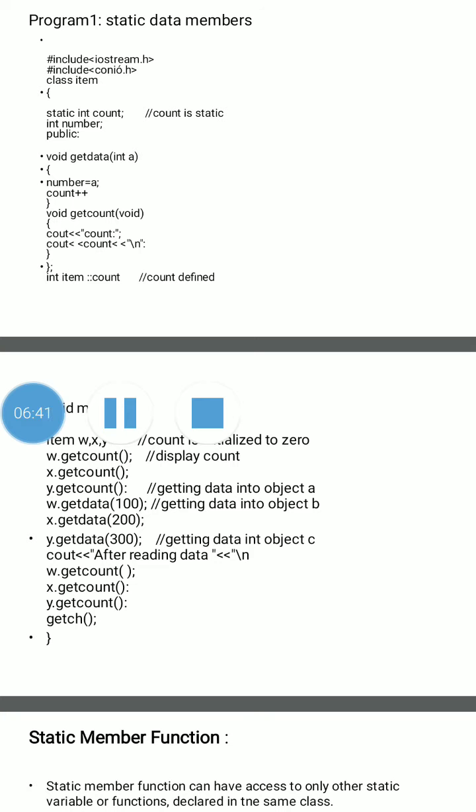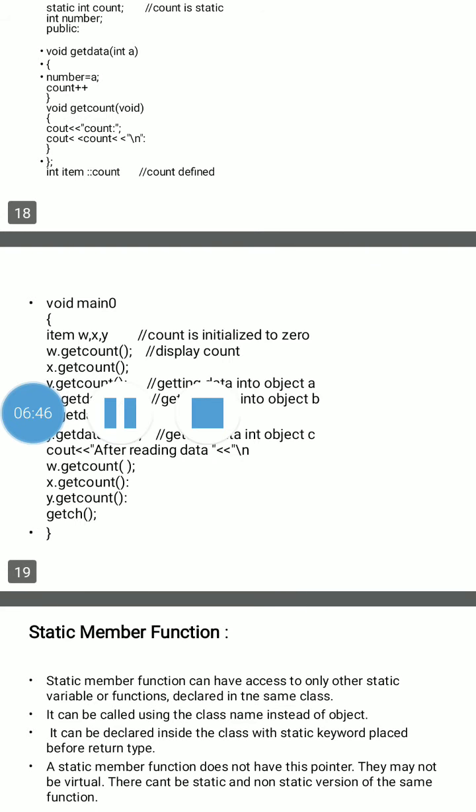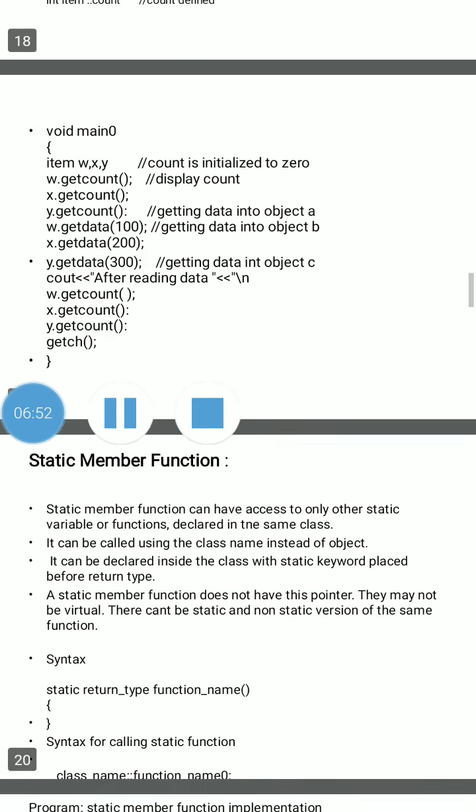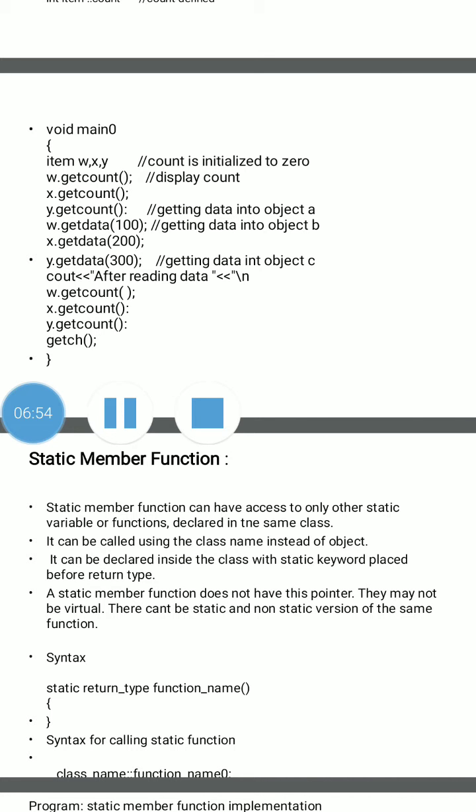Then count is defined outside the class, here class is completed with semicolon, and after that count is defined using scope resolution operator and class name. After that in main function we create three objects. In concept of static data member we already discussed that the static variable is initialized to 0 when first object is created, means here once the first object is created, after that the static variable, that is count, is initialized to 0.